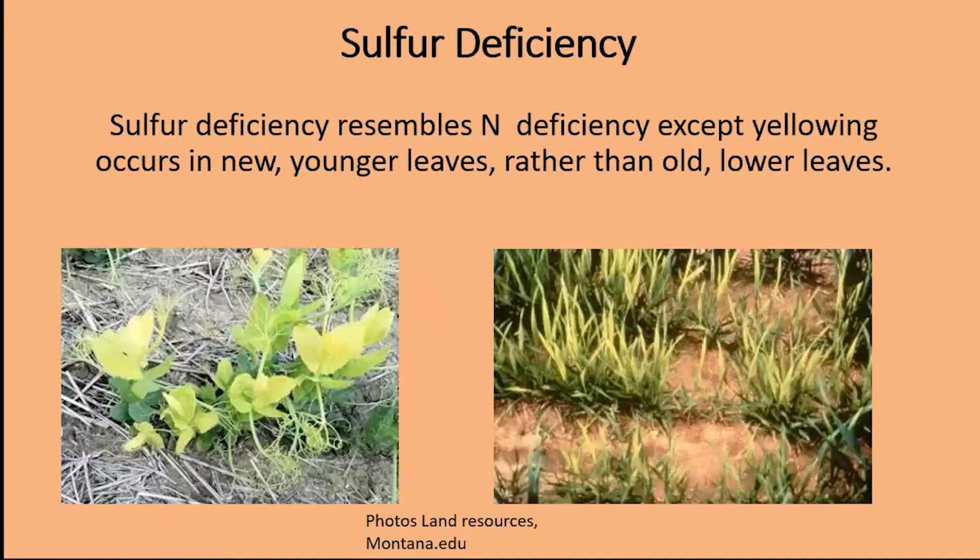Now we get into some of the micronutrients, and here's a sulfur deficiency, which initially you could look at and say, oh, is this nitrogen? No, remember nitrogen showed the lower, older leaves yellow. With sulfur, it's the newer, younger leaves that show the yellow. Here you see it in this plant as well. The lower leaves are still green, but the newer ones are showing the deficiency of sulfur.